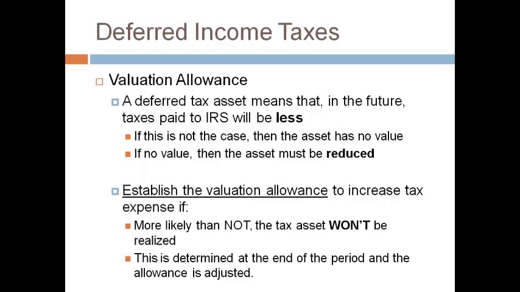FASB defines not probable as more likely than not that the tax asset won't be realized. This determination is made at the end of each period.